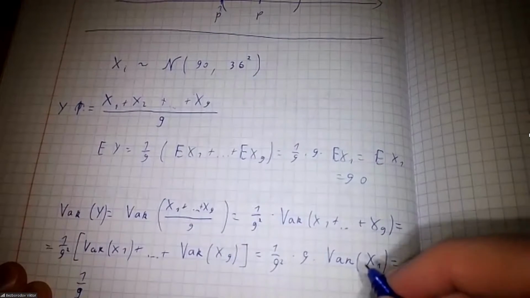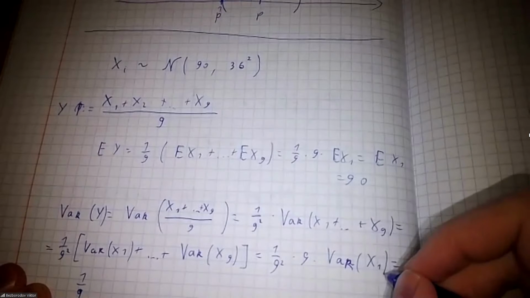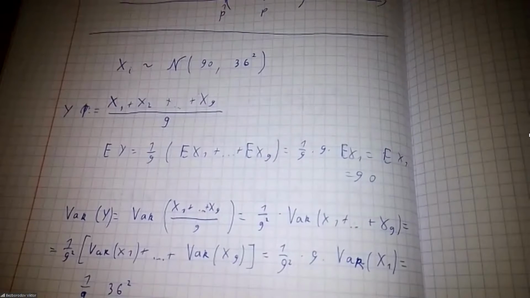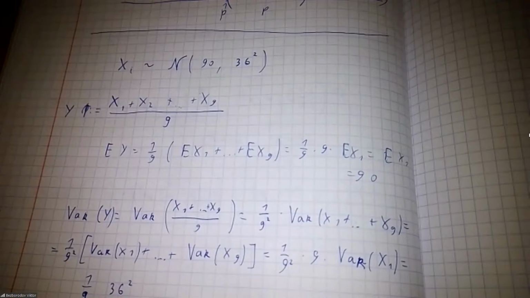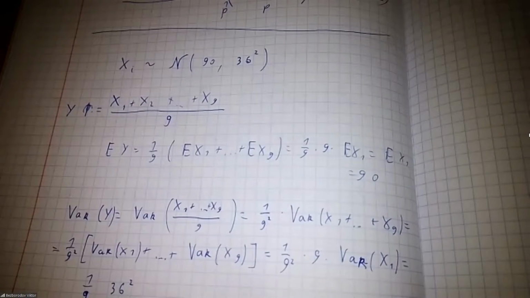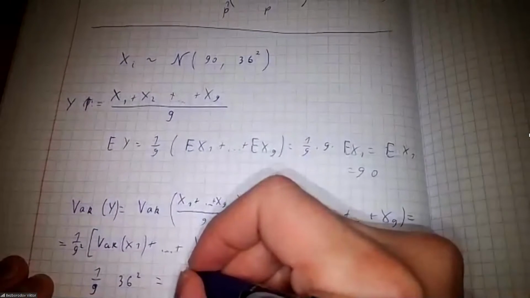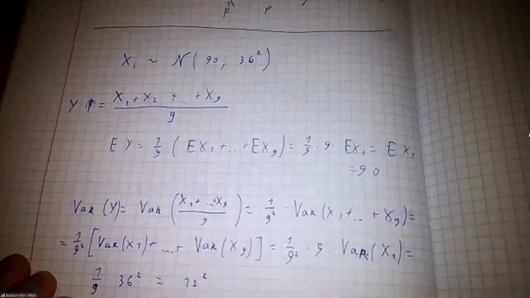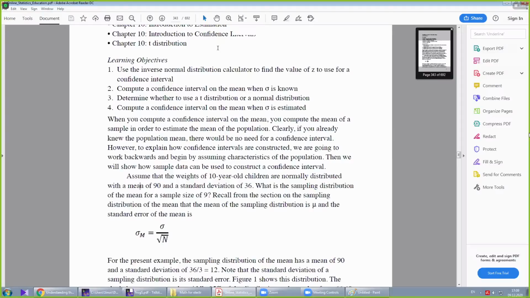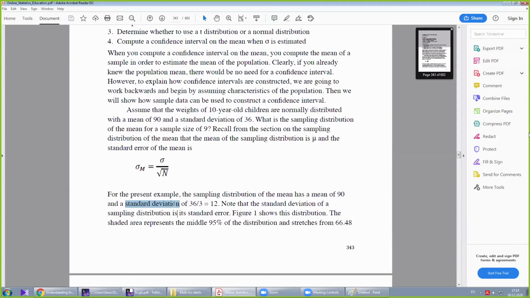The variance of X1 is 36 squared. Remember, we were given that the standard deviation is 36, and the variance equals the square of the standard deviation. So at the end this equals 12 squared. So the standard deviation is going to be 12.